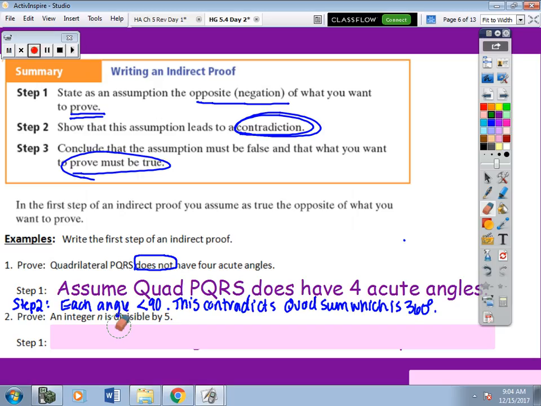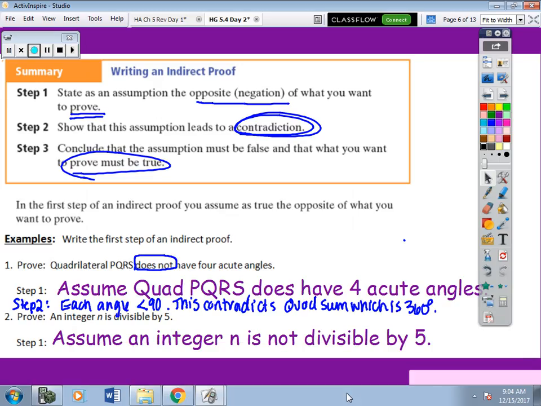Next one says, prove an integer n is divisible by 5. So the first thing we're going to do is try to state the negation, and see if we can prove that with a contradiction. So this would be, assume an integer n is not divisible by 5. We're not going to do that proof because it's not really provable without knowing what n is, but the other one was something we could do the whole thing.